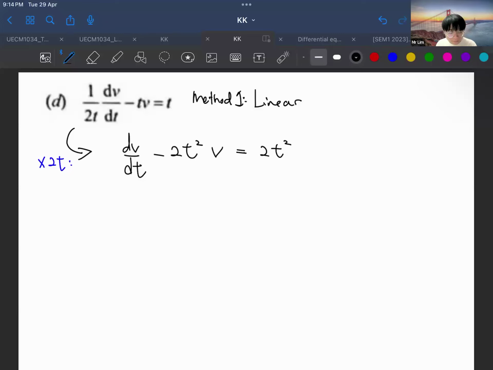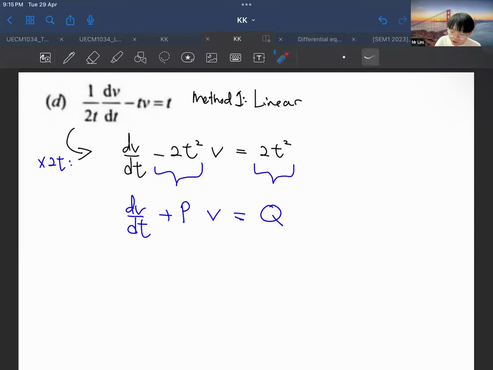Let's go back through what you have when you have linear equations. You just need to compare with the general form, which is dv dt plus P v equals Q. You can have P(t) or sometimes I don't even care, I just write like this, the simplest possible. So my P is this part and my Q is this part. I don't even care what my Q is. I only care what my P is, because that will be involved in my integrating factor.